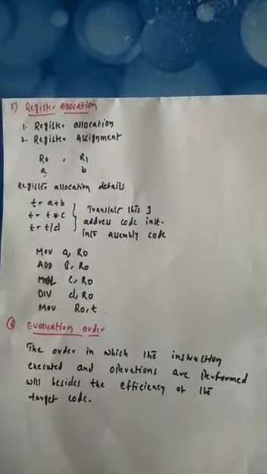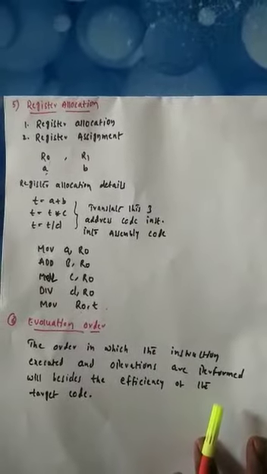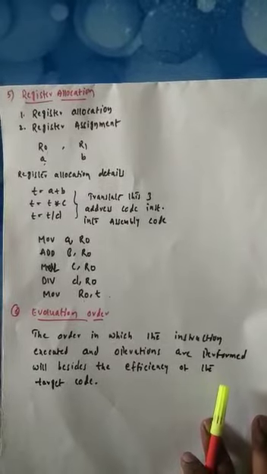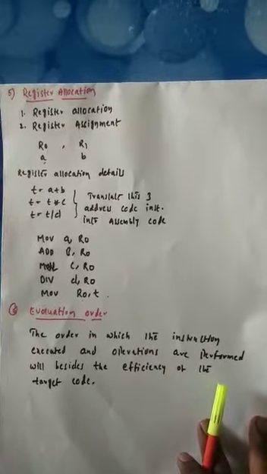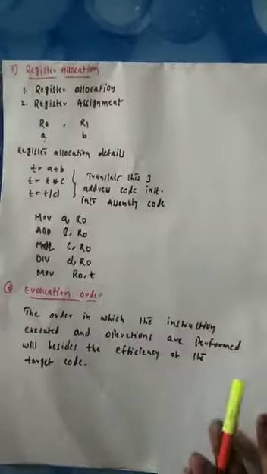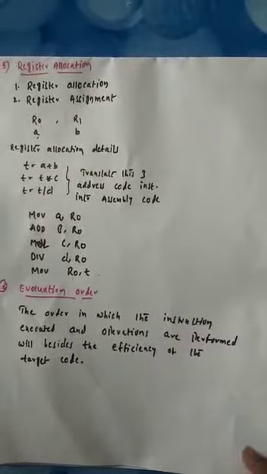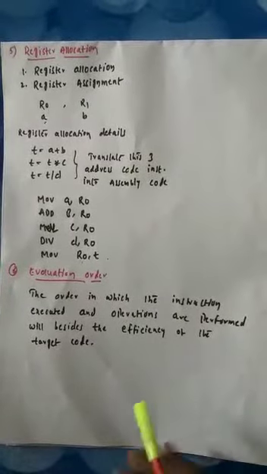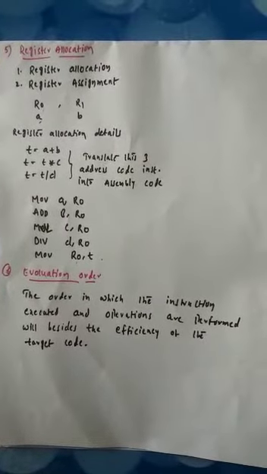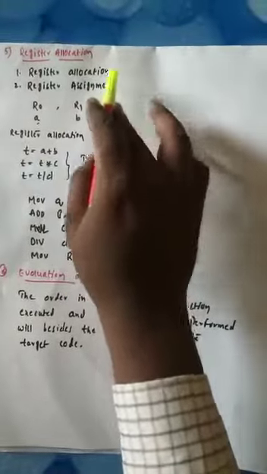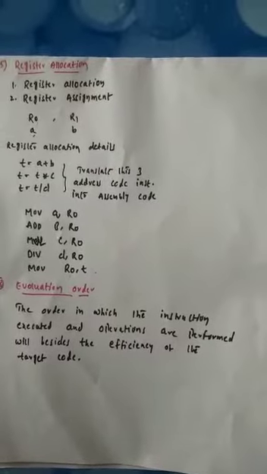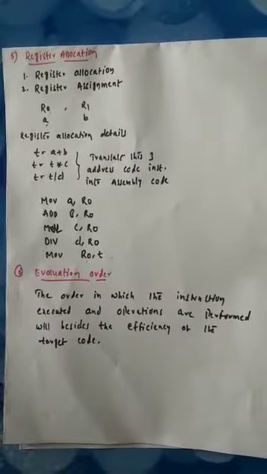And the fifth one is register allocation. In register allocation, we want to perform a large number of operations, but we have a limited number of registers. The problem is that with a limited number of registers we have to perform many operations. So here register allocation can be done using two different approaches: the first one is register allocation and the second one is register assignment.